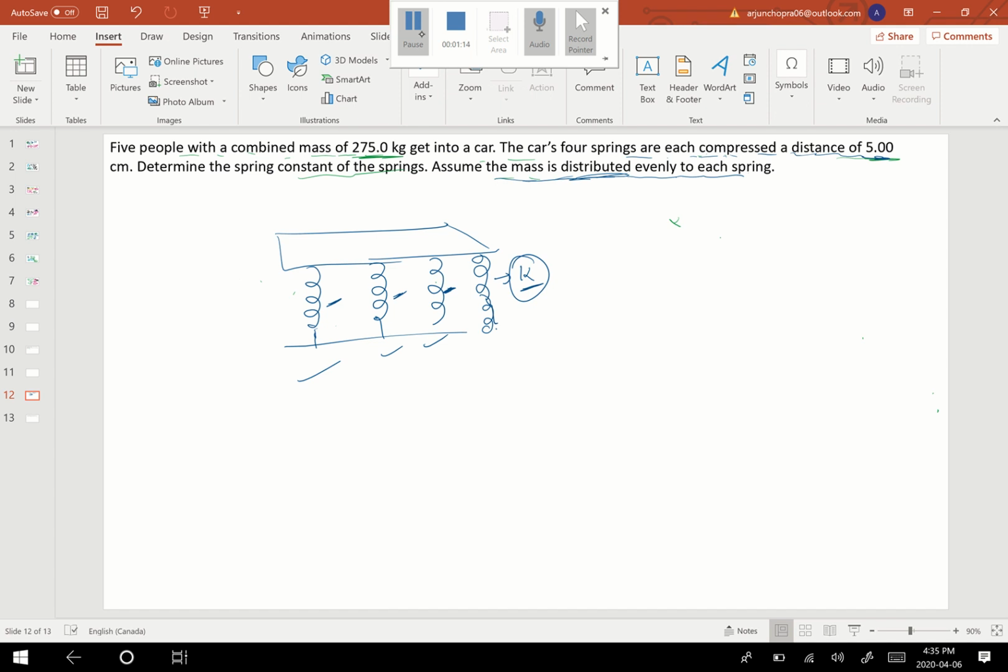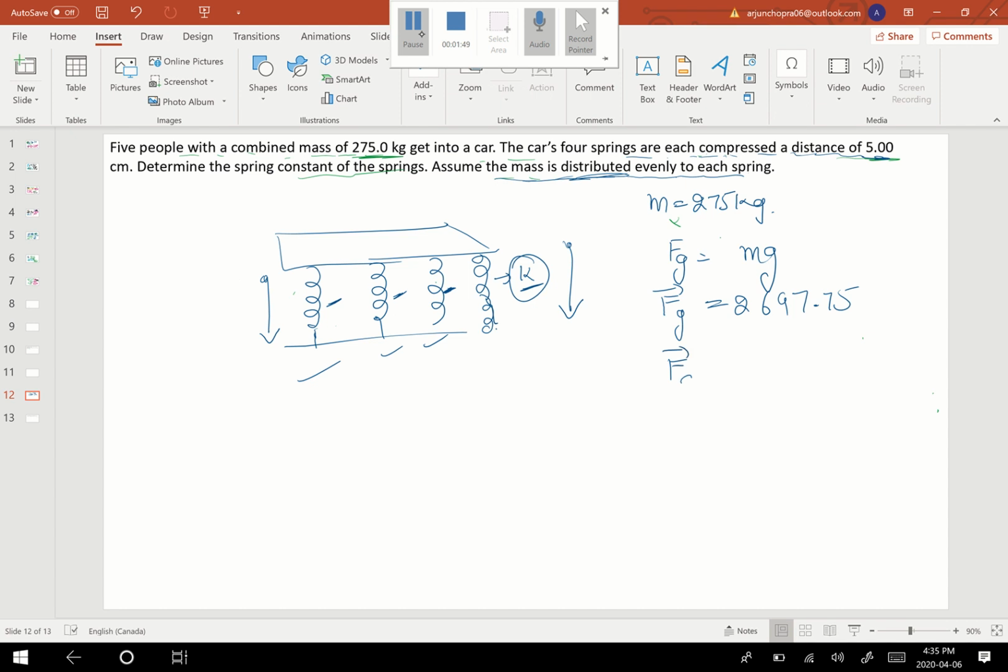Now, the mass of 5 people is given to me, 275 kg, and the force due to gravity is acting in the downward direction. So Fg will be equal to mg, and mg will be equal to 275 times 9.81, which comes out to be 2697.75. This is the total force due to gravity acting in the downward direction.